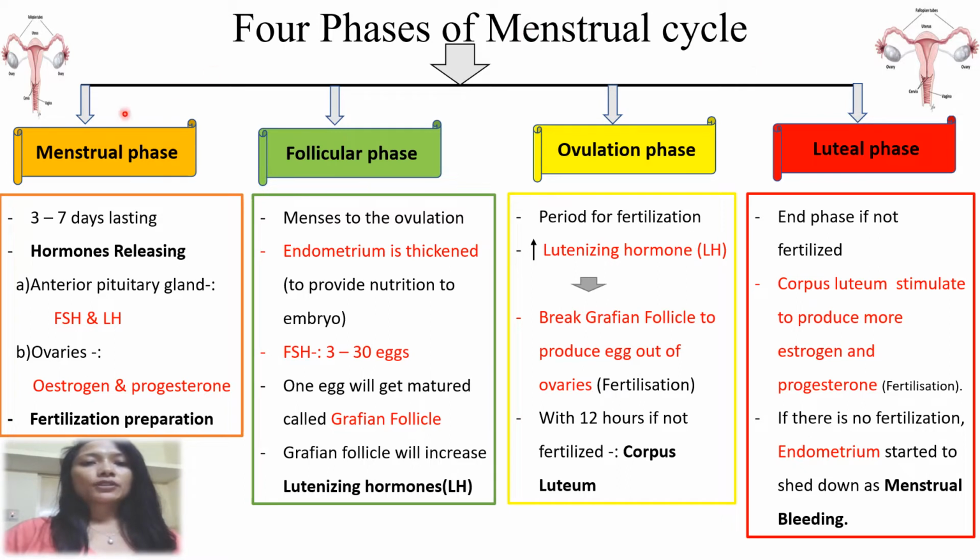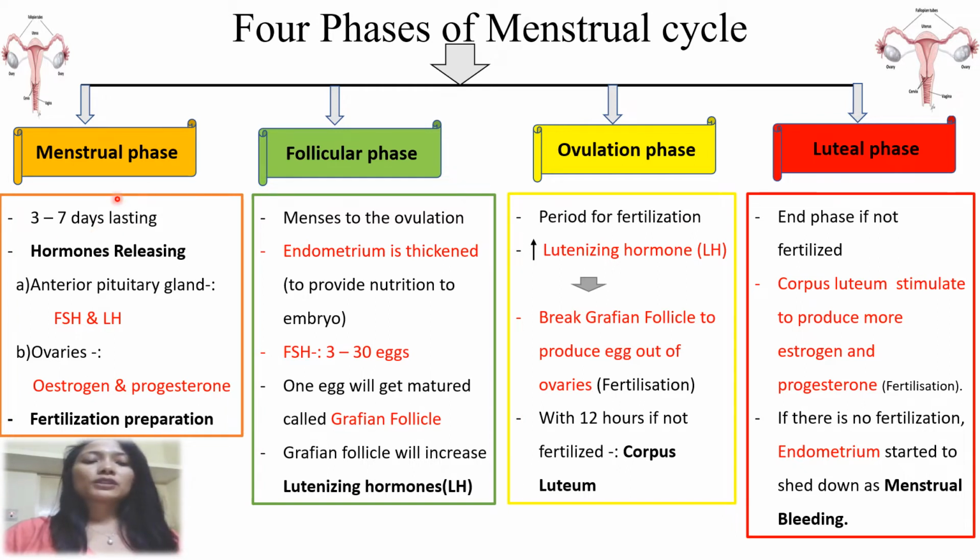As I mentioned in the previous slides, the menstrual phase is the first one, second is the follicular phase, third is the ovulation phase, and fourth the luteal phase. These four phases you should not miss out when you are explaining. So what is the menstrual phase? The menstrual phase is the starting point of the menstrual cycle, which lasts for 3 to 7 days. If you want to write it, it's better.